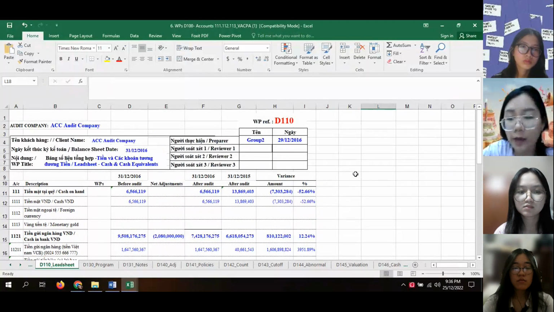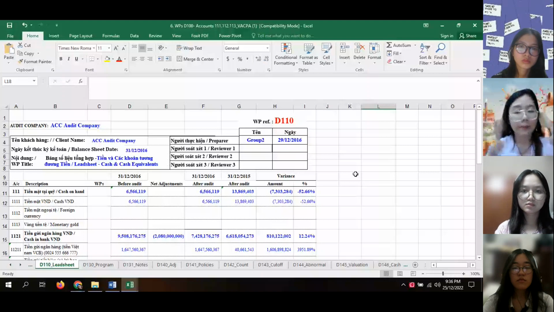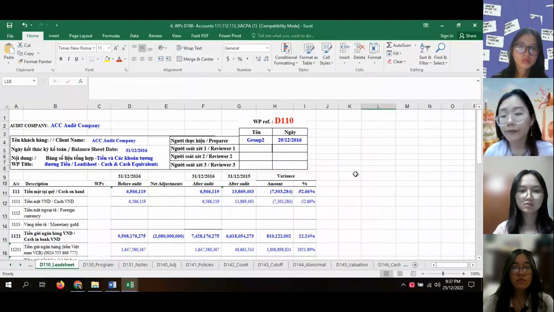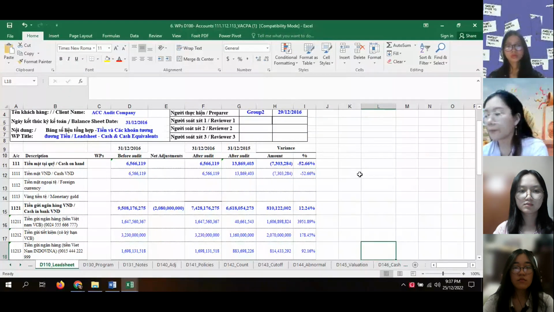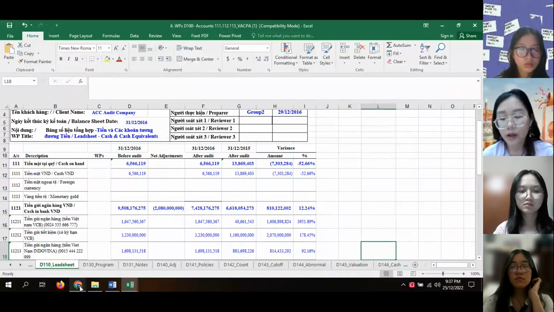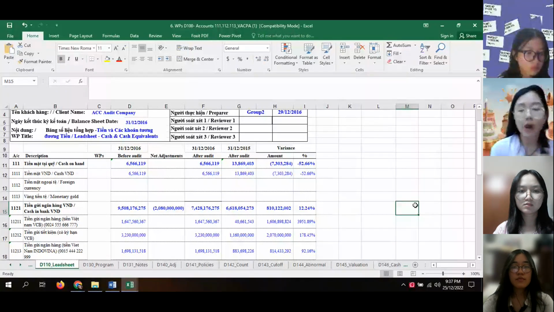As you can see, we have columns for before and after. After has two numbers: this year and the prior year. So that we will have the variance. We have two types of variance, amount and percent. Why do we have both? About the amount, we also have planning materiality, tolerable error, and a trivial threshold. Some of this materiality will help us determine whether it is material or immaterial.